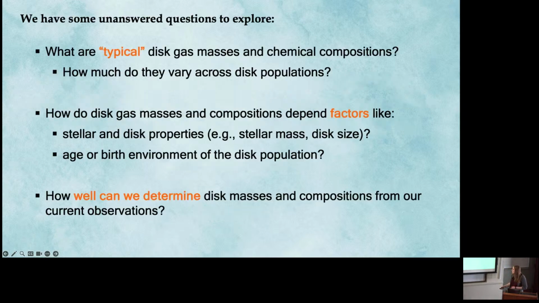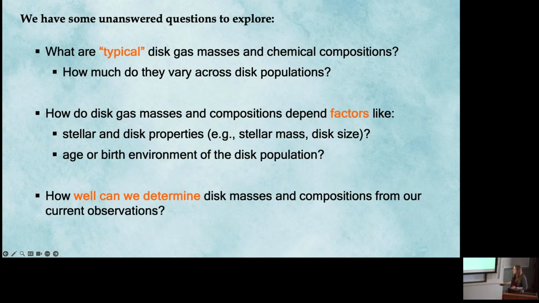So we still have some unanswered questions, particularly what are typical gas masses and chemical compositions? How much do they vary across disk populations? Do they depend on some of the stellar and disk properties, like the stellar mass or disk size? Does that give you a different disk mass or composition on average? And do they depend on things like age or birth environment for the disk?